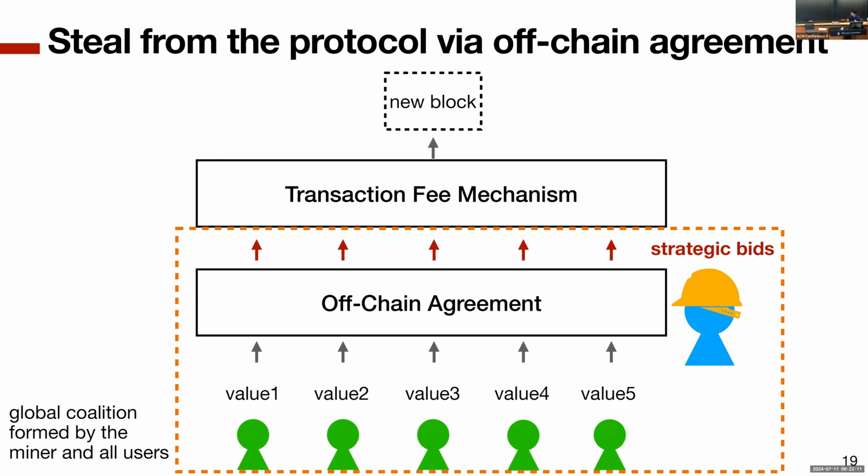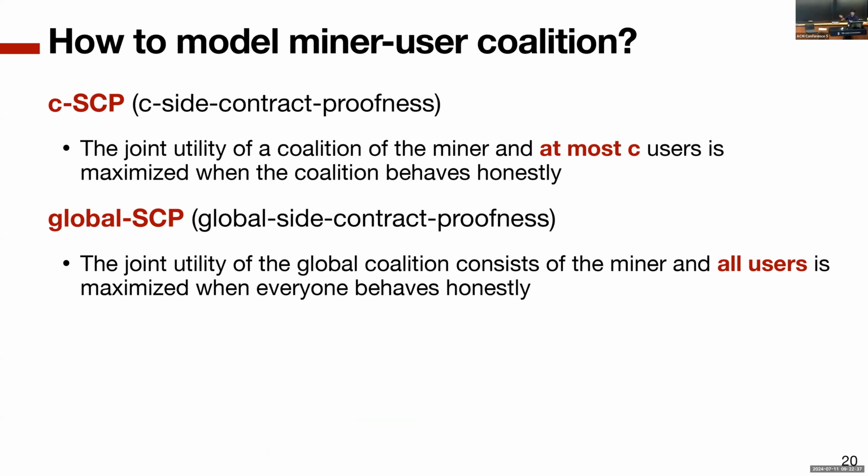So the way we want to capture that there's no way to steal from the protocol is that the global coalition, which is the coalition formed by the miner and all users, everyone, is the strongest coalition, right? So if the global coalition is happy about the outcome, if everyone just submits a bid truthfully and the miner implements the fee mechanism, then we are confident to say there's no way to steal from the protocol.